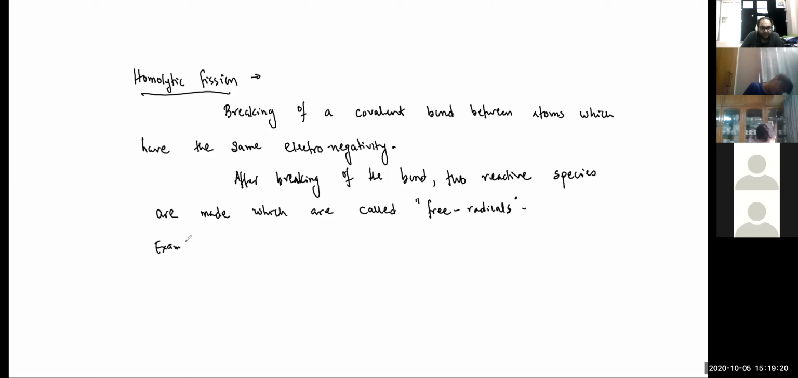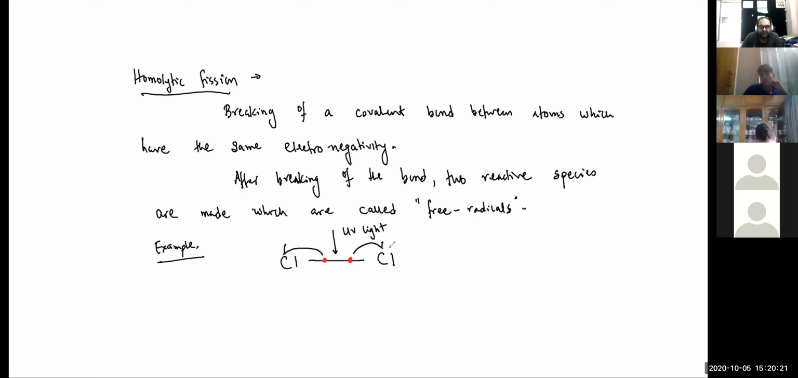Example: chlorine. There's an electron here, and there's an electron here. You put down UV light. So when you put down UV light, what happens is this electron goes to this chlorine, and this electron goes to this chlorine.